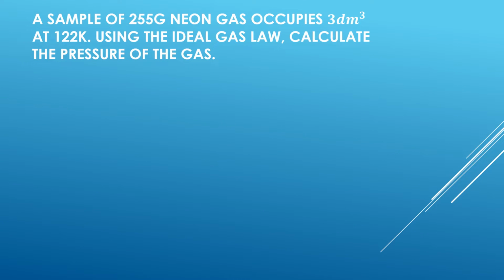So let's look at the first question. A sample of neon gas with a mass of 255 grams occupies 3 decimeters cubed at 122 Kelvin. Using the ideal gas law, calculate the pressure of the gas.